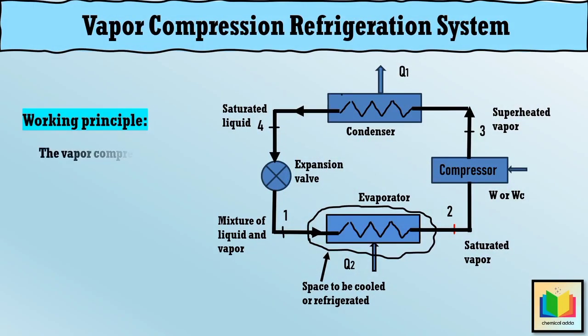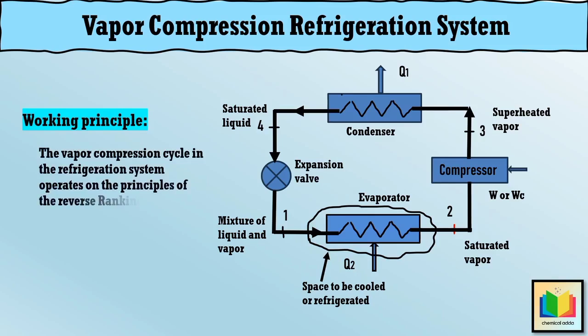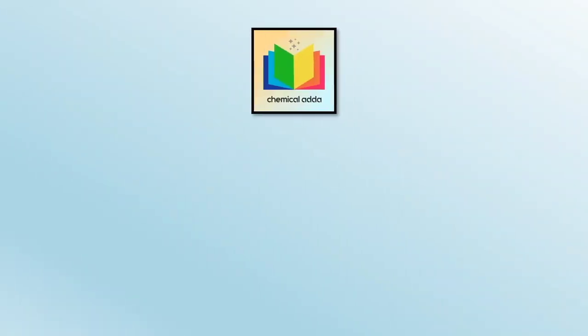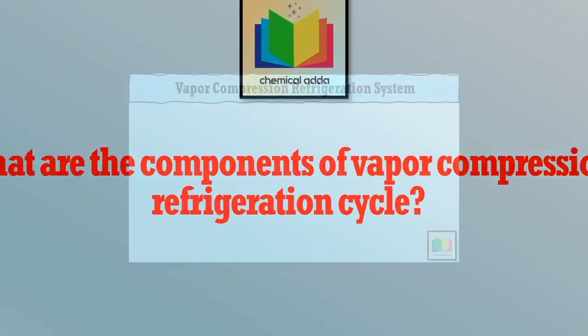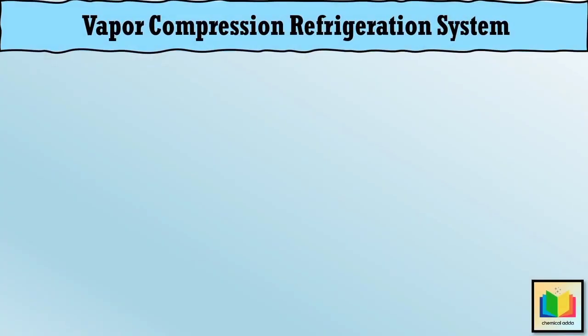The vapor compression cycle in the refrigeration system operates on the principles of the reverse Rankine cycle. Now, let's have a look at the components of the vapor compression refrigeration cycle. The typical vapor compression system consists of 4 components.